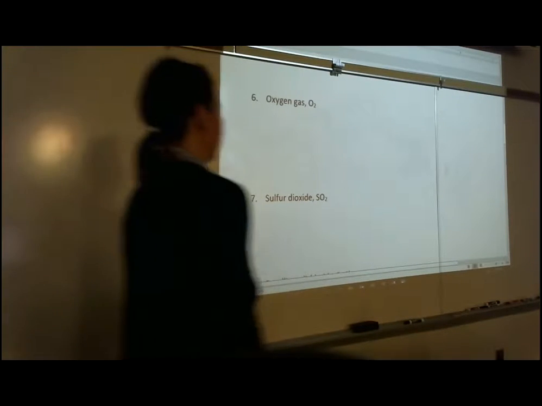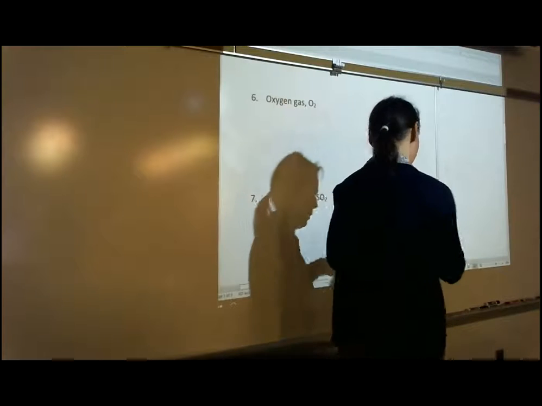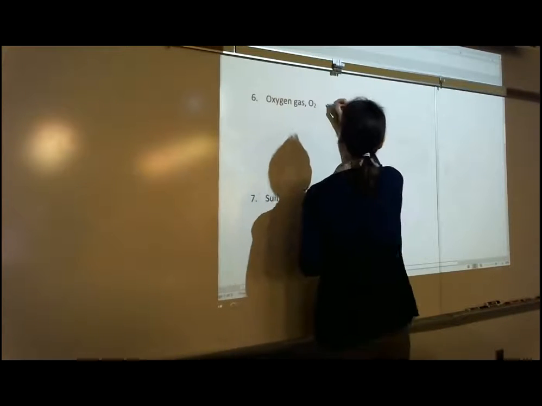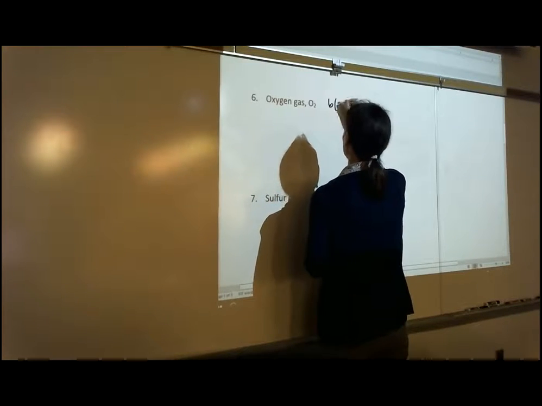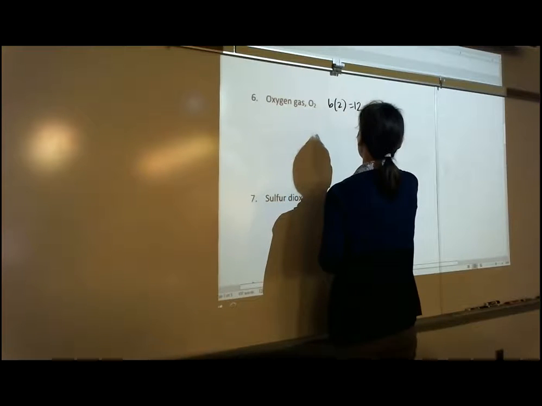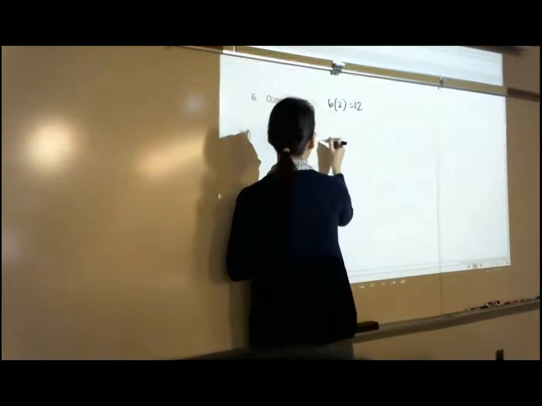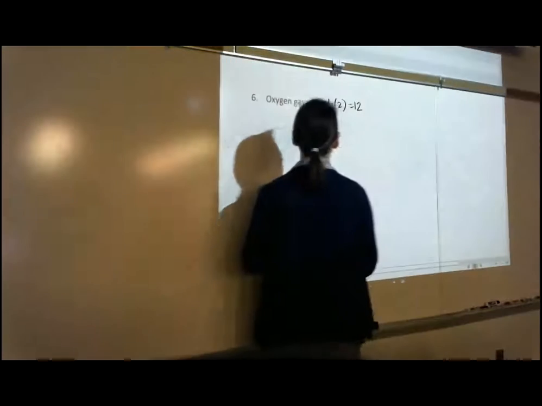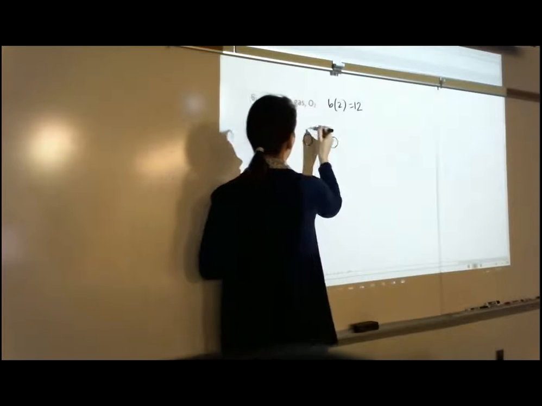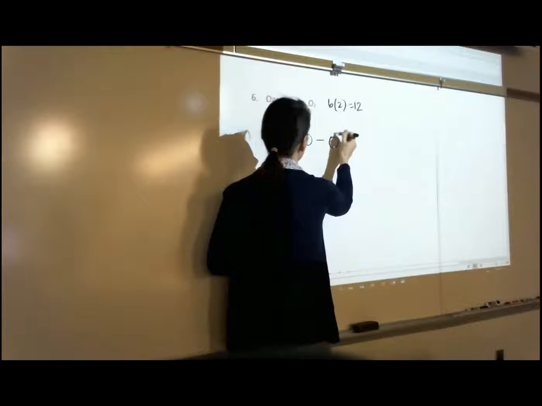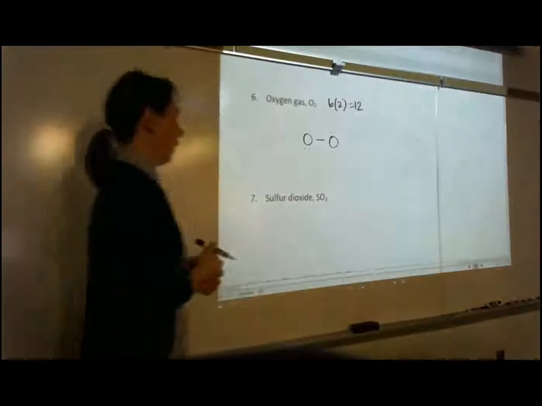Okay, oxygen, each oxygen has how many valence electrons? 6, and we've got 2 of them, so we've got 12. So no central atom because it's just 2 atoms, right? So 2, 4, 6, 8, 10, 12. Am I finished?